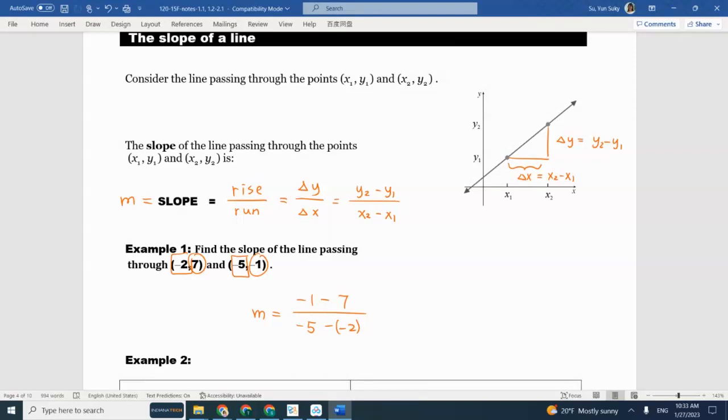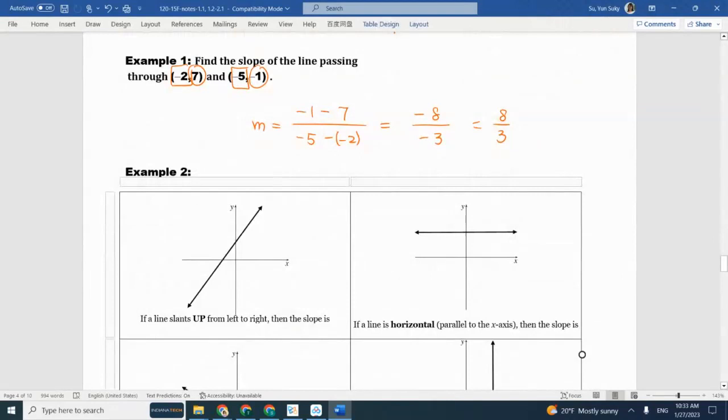So -1 and 5 come from the same point, and then -7 and -2 come from this point. Negative 1 minus 7 is negative 8. Denominator: negative 5 plus 2 is negative 3. So the answer is 8 over 3. Yes, everybody? Okay, good.